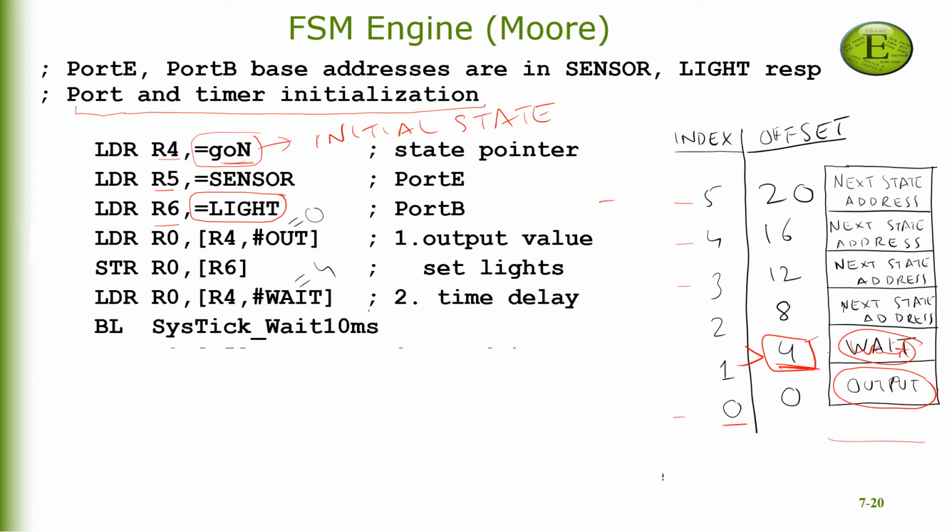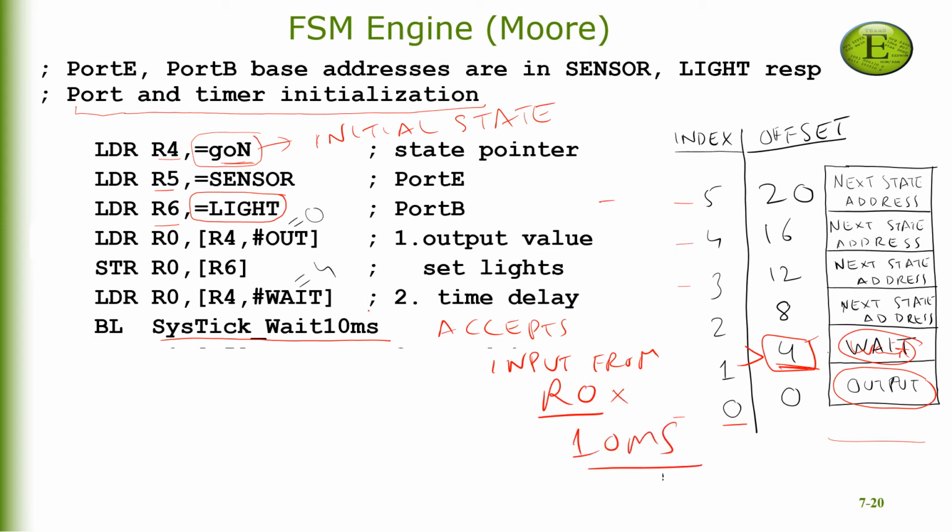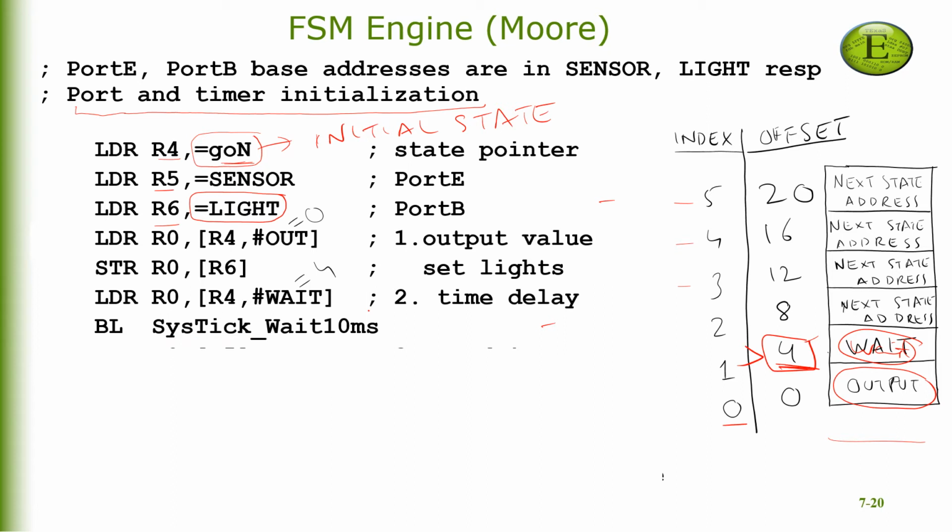And then, if you remember, in the last lecture, we developed a routine, sysdig wait 10 milliseconds, which accepts input from R0, which makes your microcontroller wait for R0 times 10 millisecond. Last lecture. So now we are going to wait. We are going to wait in the GoN state.